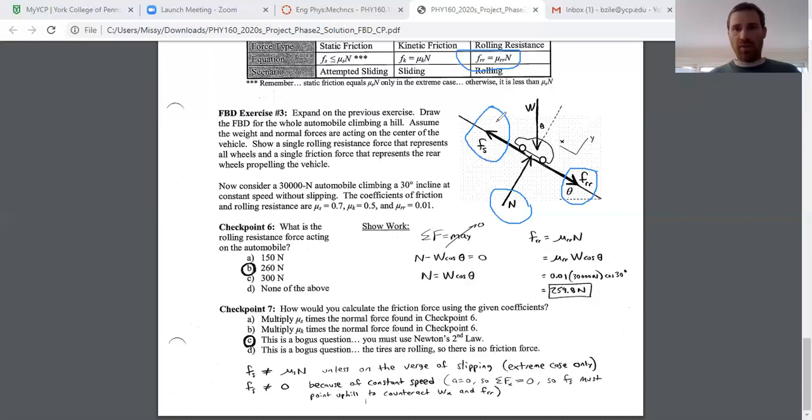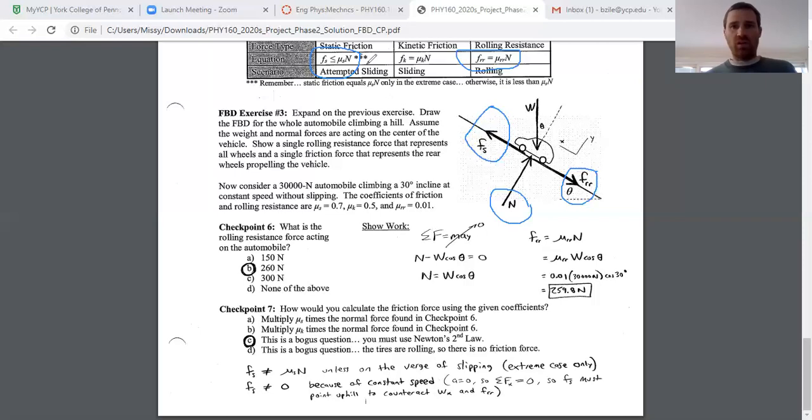And remember that because the tires aren't spinning, we have good traction. That's why it's static friction. There's no sliding or anything like that. And because it's static friction, we have this, but it's not just equal to, it's equal to or less than. So the only time it's actually equal to this is if you're at that maximum extreme case where you're on the verge of slipping.